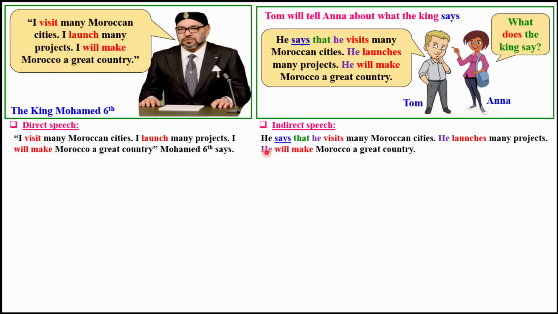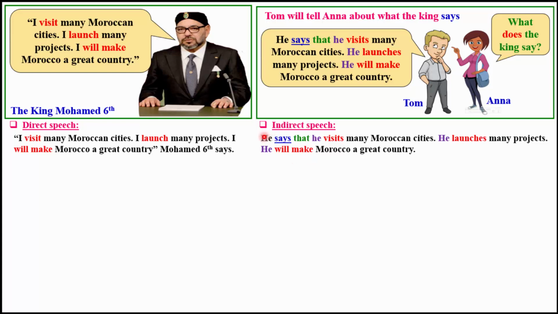Number two, we should look at the tense of the verbs. In direct speech, I visit is in simple present, and in indirect speech, he visits is still in simple present. The tense did not change. I launch is in simple present. He launches is still in simple present. It didn't change. I will make is in simple future. He will make is in simple future. So as you can see, the tense of the verb did not change.